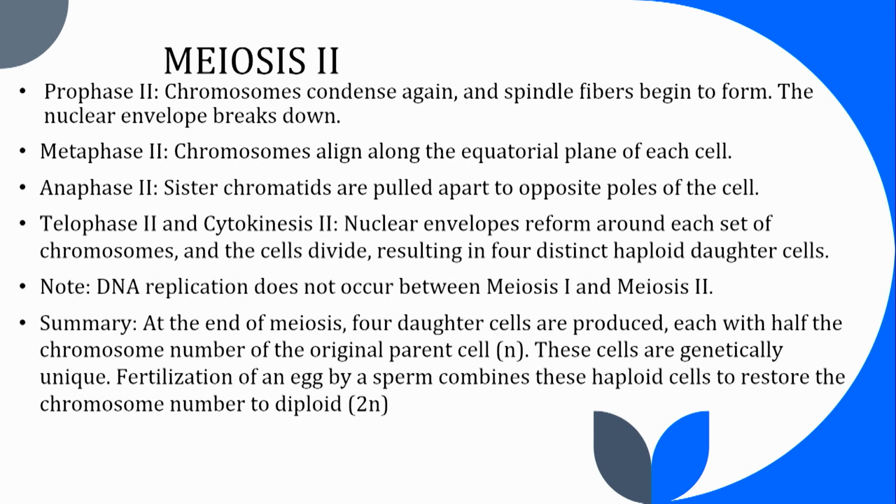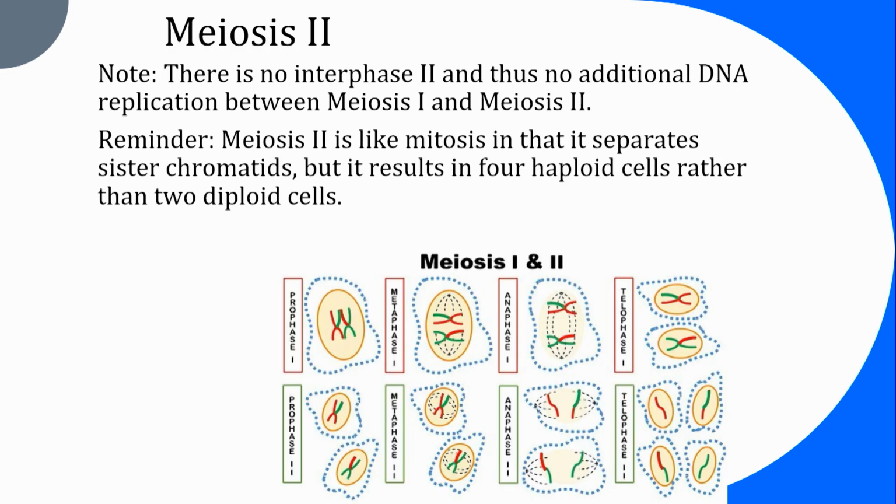And an overall summary, at the end of meiosis, 4 daughter cells are produced, each with half the number of chromosomes that the parent had. These cells are genetically unique, okay? And when they fertilize, that's when the egg and the sperm cell come together, now we're going to make a diploid cell, okay?